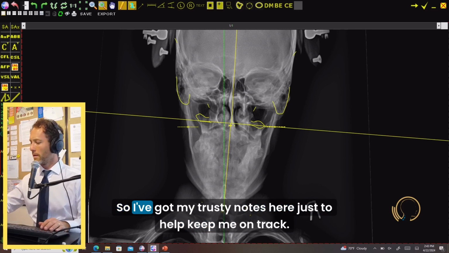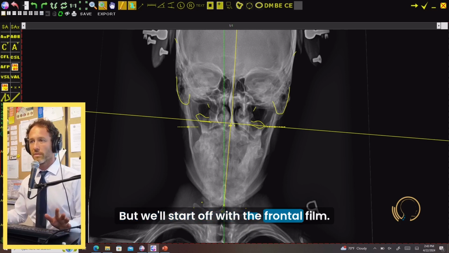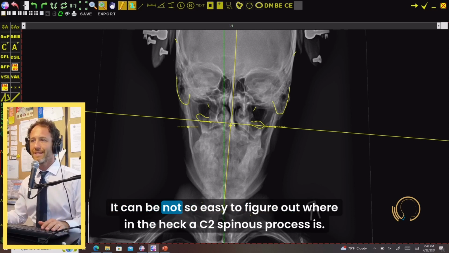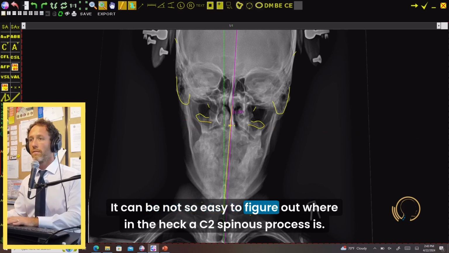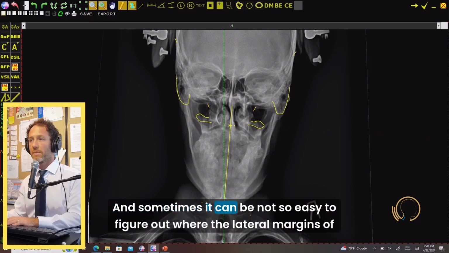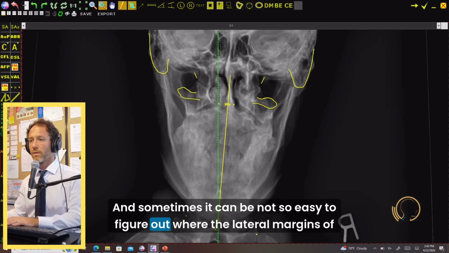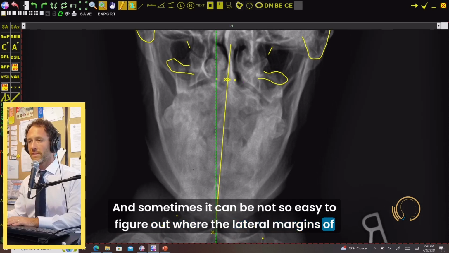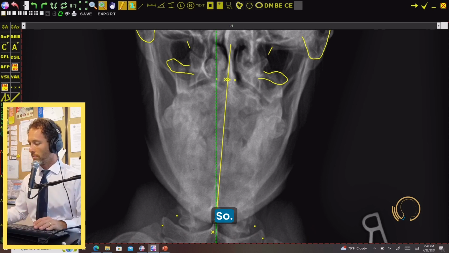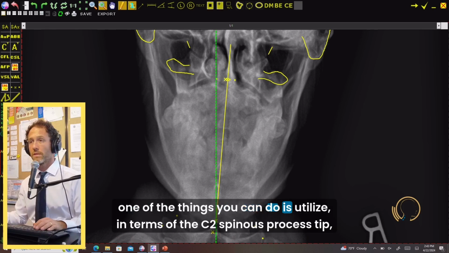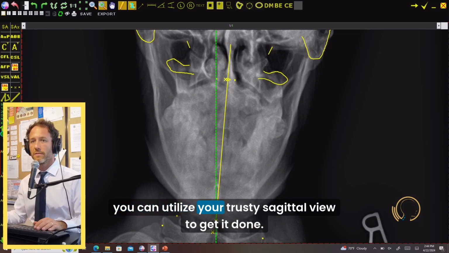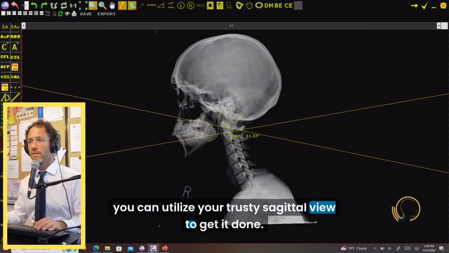I've got my trusty notes here just to help keep me on track. We'll start off with the frontal film. It can be not so easy to figure out where in the heck a C2 spinous process is, and sometimes it can be not so easy to figure out where the lateral margins of the C7 body are. In terms of the C2 spinous process tip, you can utilize your trusty sagittal view to get it done.